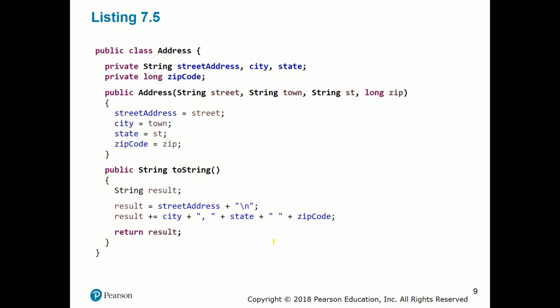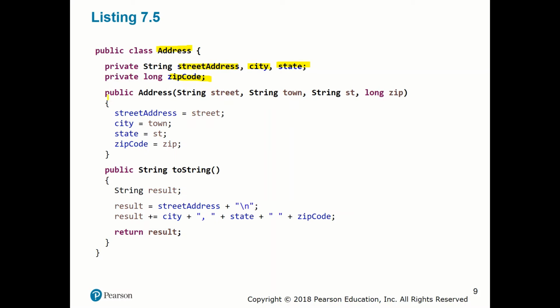And this is the address class. The address class has street address, city and state, and zip code. So there are 4 attributes. The address class is only for the address.